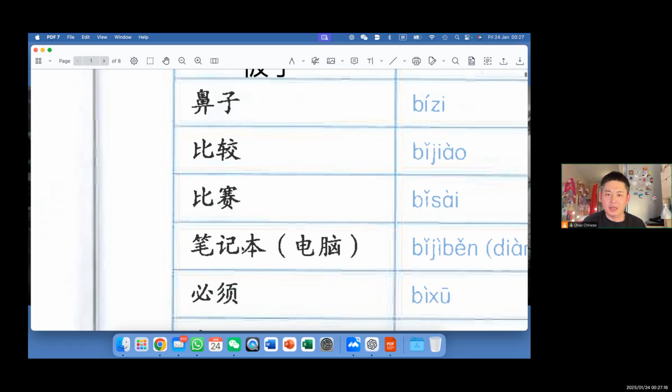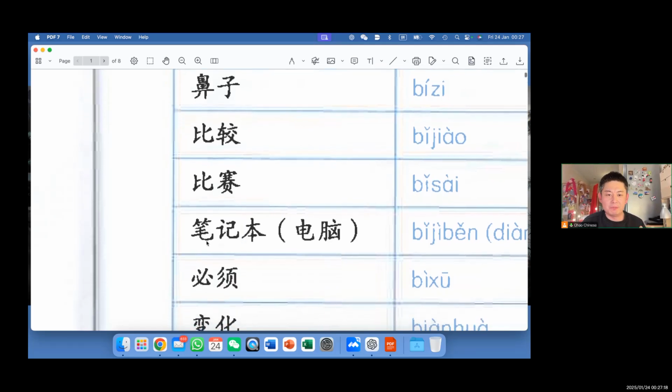Anyway, next one is 笔记本. 笔, pen, 记, taking a note, right? Noting. 本 is a copybook, so it means a notebook, and usually it's 笔记本电脑. I believe that's a direct translation from the English, a notebook.